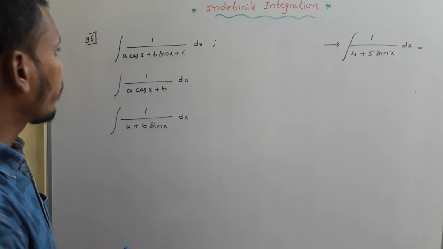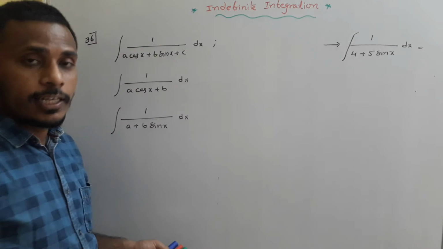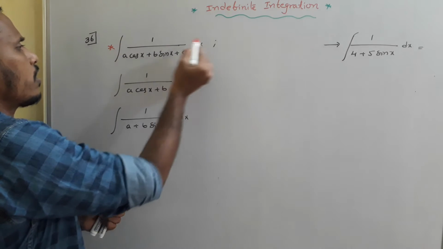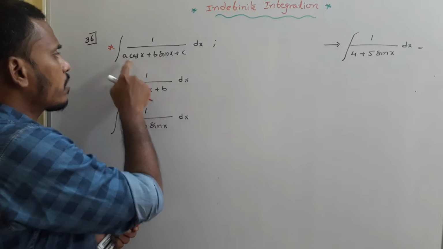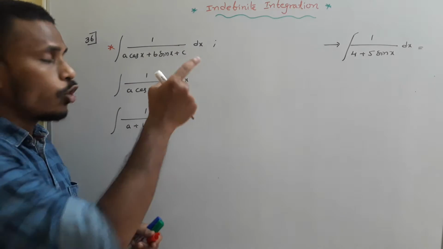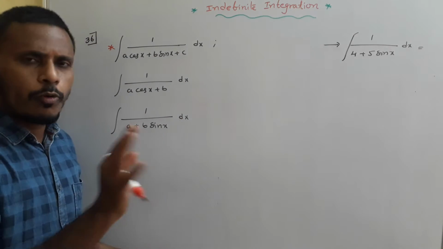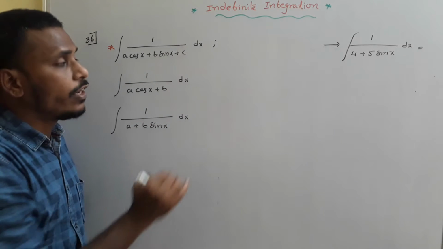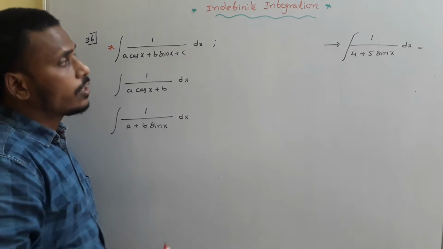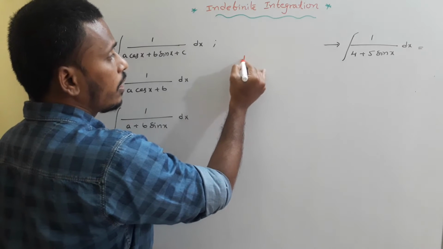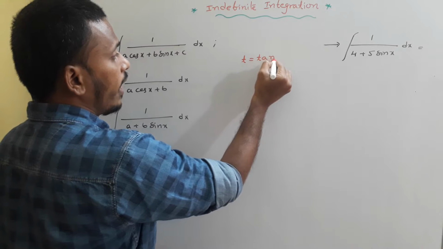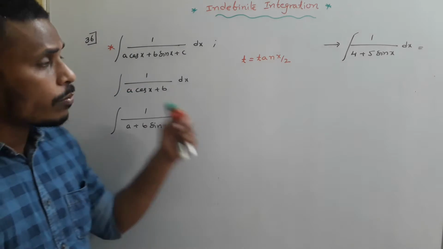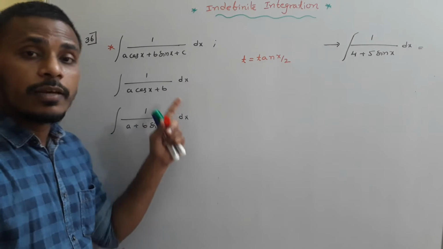Very useful one actually. So 1 by a cos x plus b sin x plus c. If you just observe this, sometimes a may be 0, sometimes b may be 0, sometimes the constant is 0. No problem, but if the denominator is of the form a cos x plus b sin x plus c, we need to move with a suitable substitution as t is equal to tan x by 2. If t is equal to tan x by 2, then that substitution helps to solve these types of problems in an easy way.